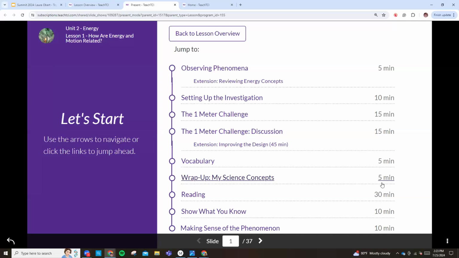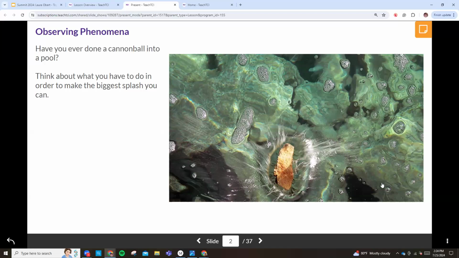So again, we're in the energy unit, and this lesson that we're covering is the very first lesson in the energy unit, and it's called How Are Energy and Motion Related? Every single one of our lessons for K-5 science is going to start by observing a phenomena. So when you come in here, we want our students to observe the phenomena, and we're talking about that relationship between energy and motion and how they're related. Think about what you have to do if you've ever cannonballed in a pool before, what you have to do to get the biggest splash you're capable of getting so that you can get everybody on the deck wet.